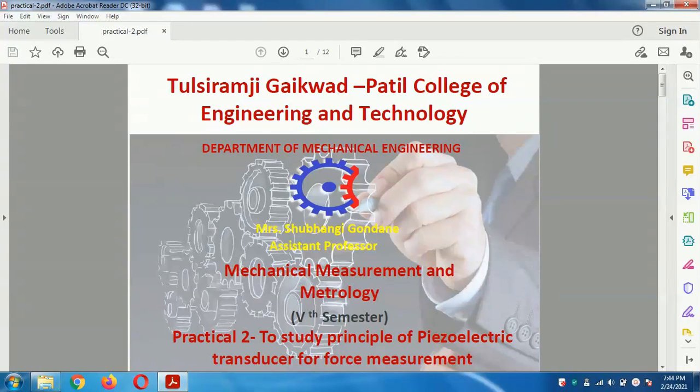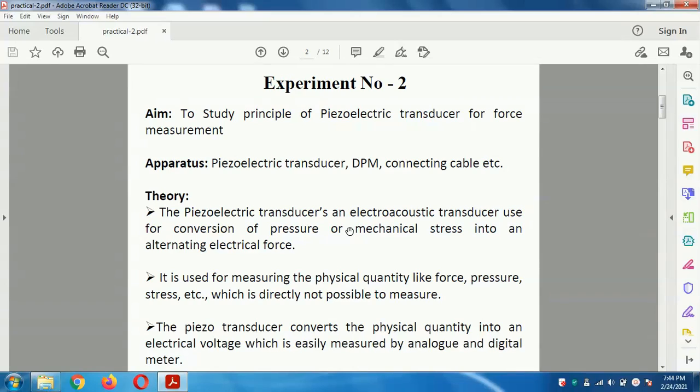Now we are studying the various practicals given by the university. Practical 2 studies the principle of a piezoelectric transducer for force measurement. The aim of this practical is to measure force with respect to the piezoelectric transducer. The apparatus used for measurement of the piezoelectric transducer includes a DPM, connecting cables, etc.